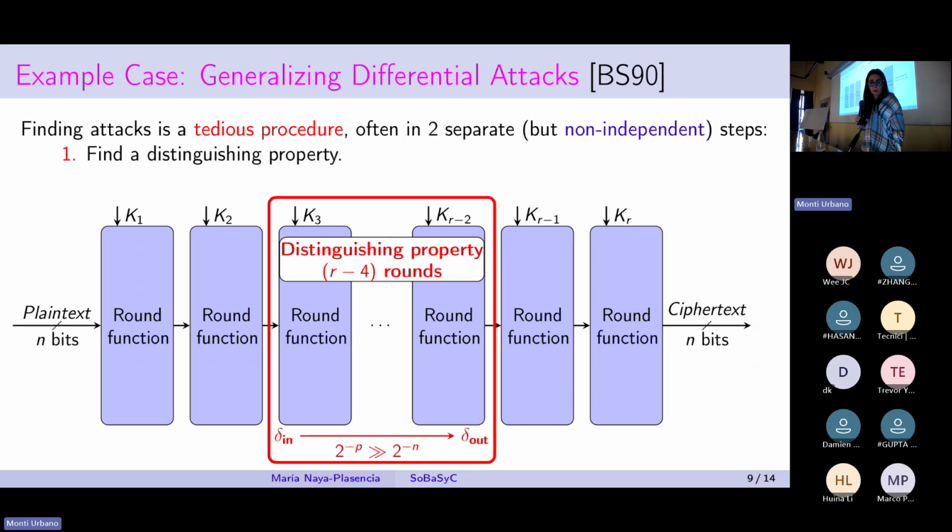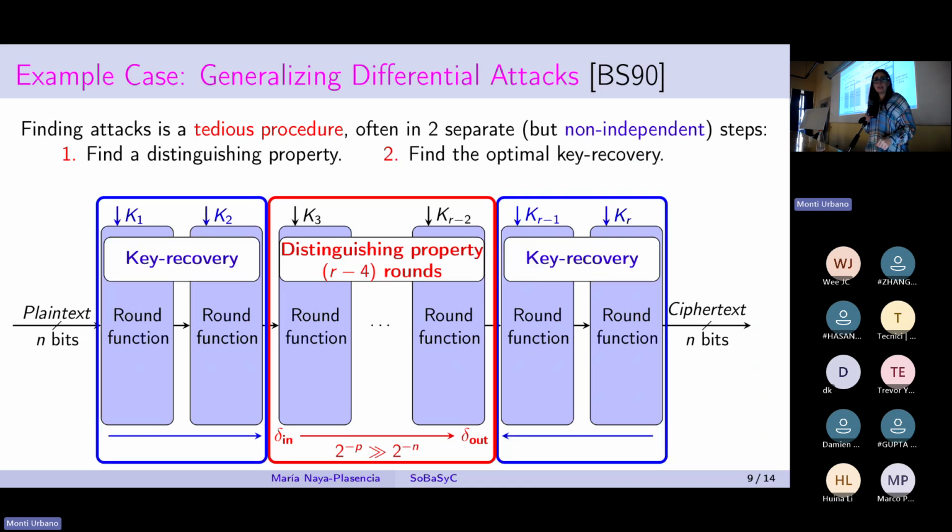So the first part is, for instance, finding a distinguishing property in a differential attack, that is an input difference delta in that goes to an output difference delta out with a higher probability than in the random case. And then this distinguishing property can be extended some rounds in the beginning and in the end, such that if we guess the correct key that appears in these rounds, we can detect the distinguishing property. And the thing is that we don't know how to implement something that will find an optimal configuration for both steps at the same time.